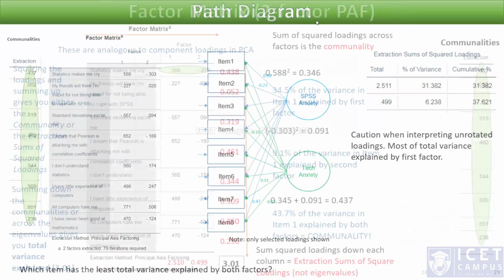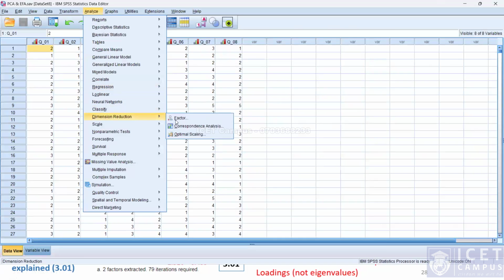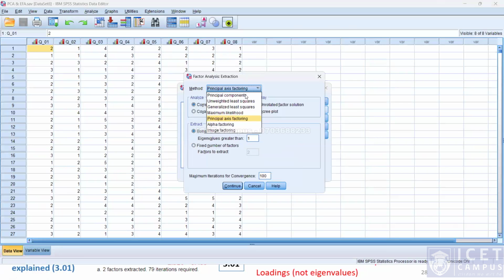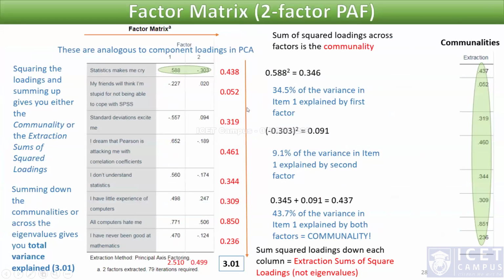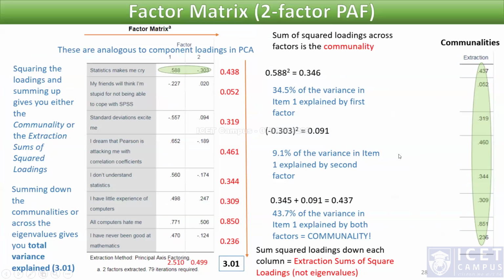Then here is another method, principal axis factoring, right? Again the same thing: Analyze, Dimension Reduction, Factor. For the extraction method we can change it to principal axis factoring. If you like, you can change it to maximum likelihood likewise.